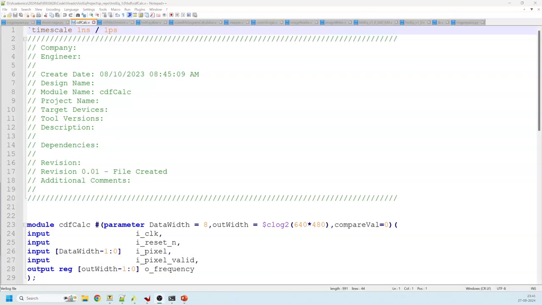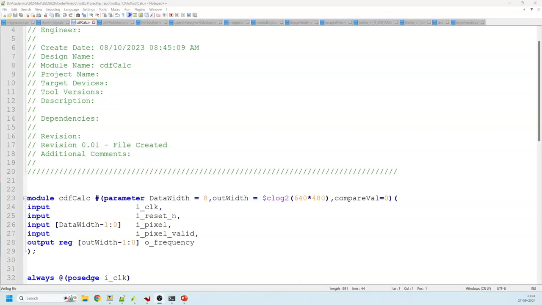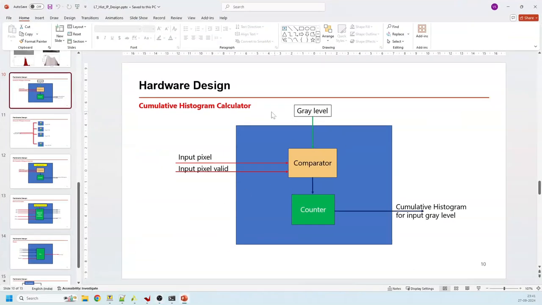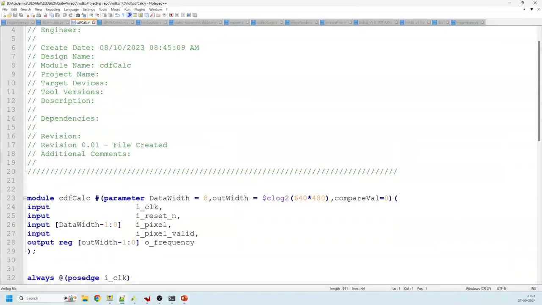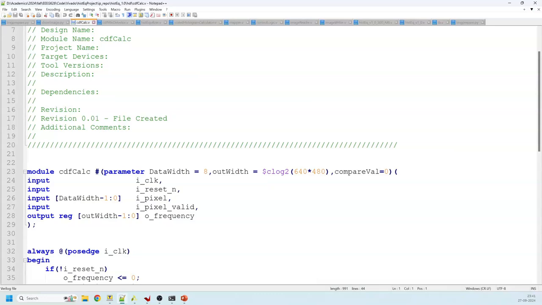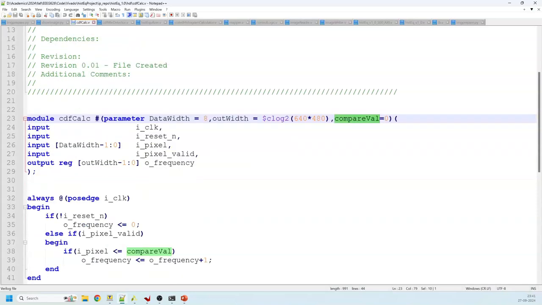We'll start with the code for the cumulative histogram calculator. Like in the slide I have shown, this basically contains a comparator and a counter, and it will be calculating the cumulative histogram for a particular level. The level for which it is doing the histogram calculation is passed as a parameter here. So at the time of instantiation, we will be able to specify the level for which it will be doing the cumulative histogram calculation. So here is my streaming interface, and this is the cumulative histogram.